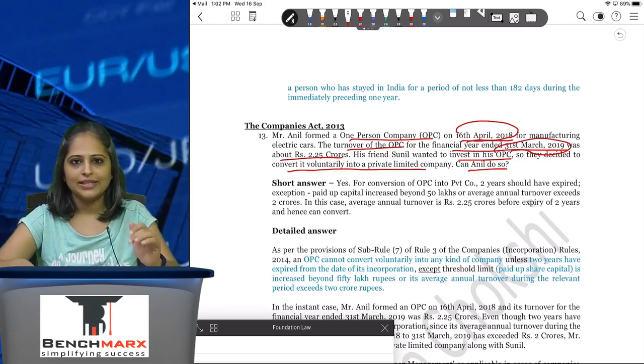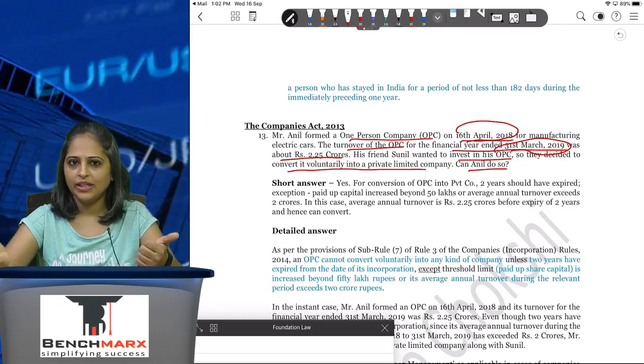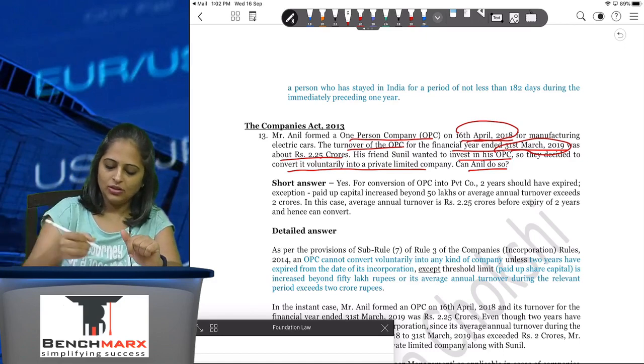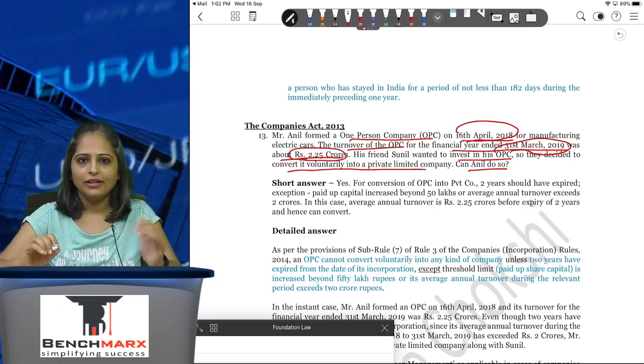So there are 2 exceptions where you can convert your OPC into a private limited or a public limited company. One being that your paid up capital is more than 50 lakhs in those 2 years, or your turnover goes above 2 crores. If any one of these conditions has been satisfied, you can convert your OPC into a private limited company, even though the 2 years from date of incorporation has not expired. So in this case, because his turnover is 2.25 crores in the first year itself, he can convert it into a private limited company.